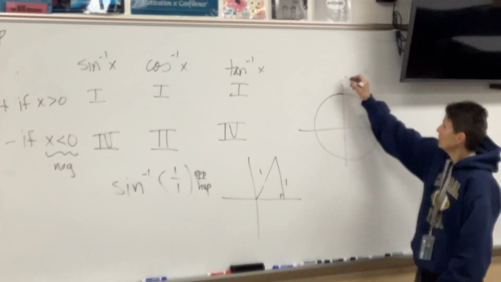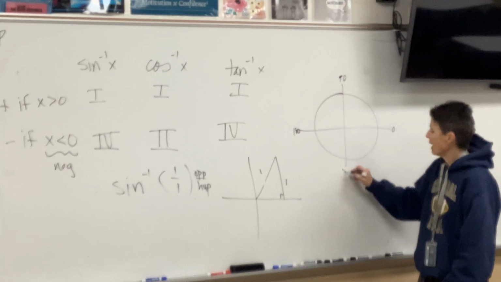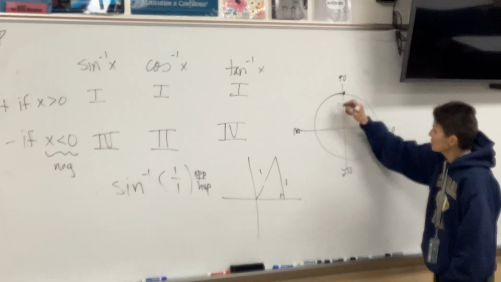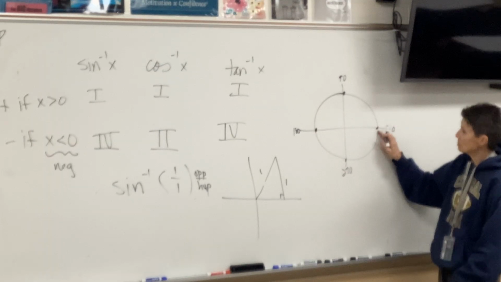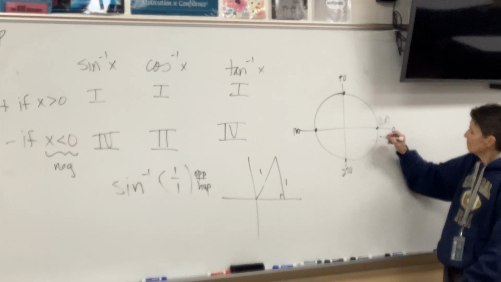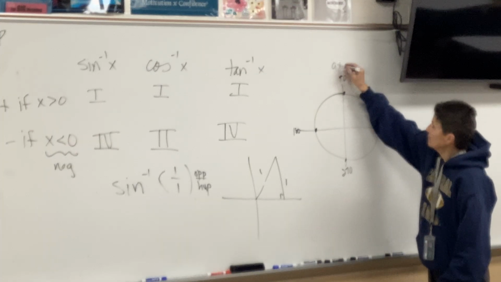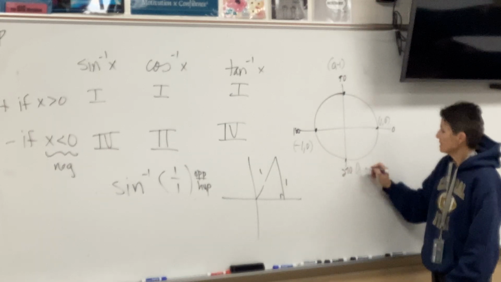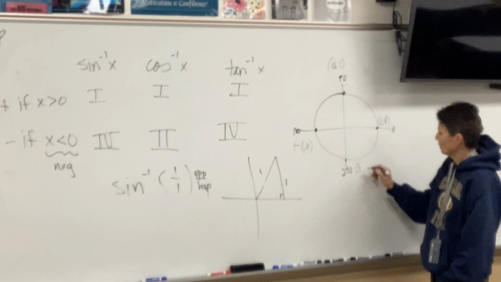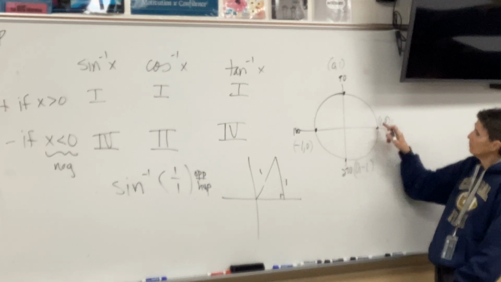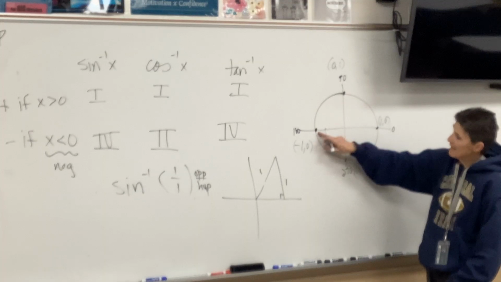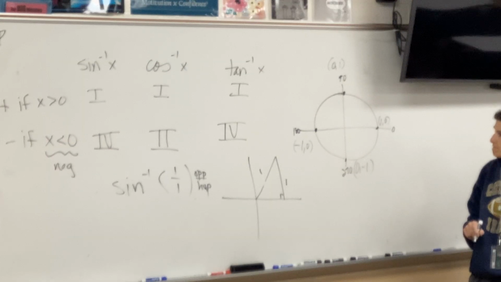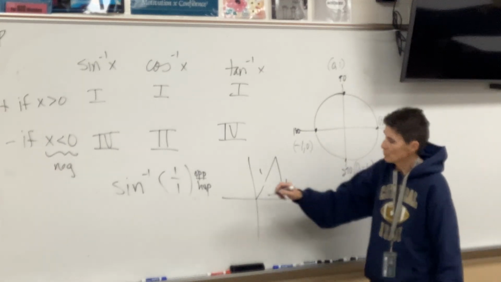Remember, if you're using the circle, the angle you're talking about is one of these, right? And the points, this is good practice for us. This is the point 1, 0, 0, negative 1, negative 1, 0, and 0, positive 1. So 1, 0, 0, 1, negative 1, 0, and 0, negative 1.